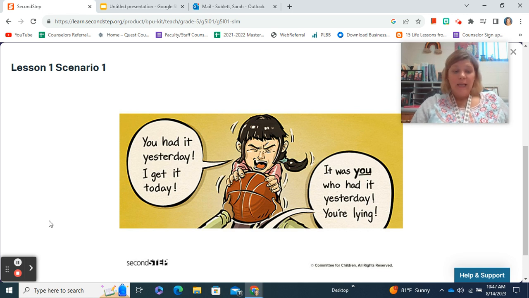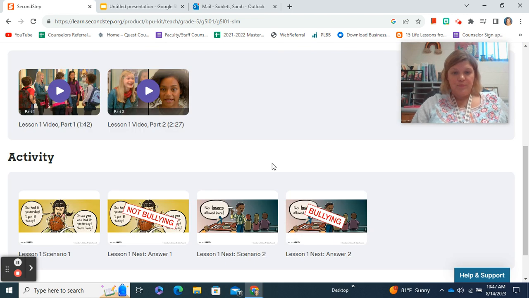All right, very good. If you did not put your hand up, you were right, because this scenario is not bullying. We don't have as much information. It looks like these two are just in a disagreement. They're fighting over the ball. They are being rude to each other, but it's not a bullying situation. We don't know if it happens every day. It looks like both of them are just angry. It's just a problem. It's a disagreement and it's bad behavior, but it's not bullying. Very good. All right, our next scenario.